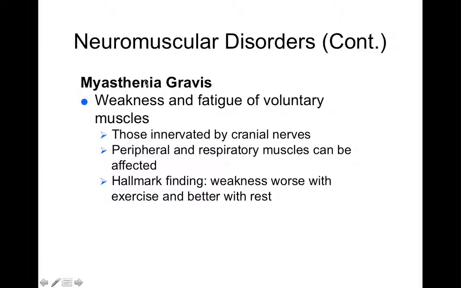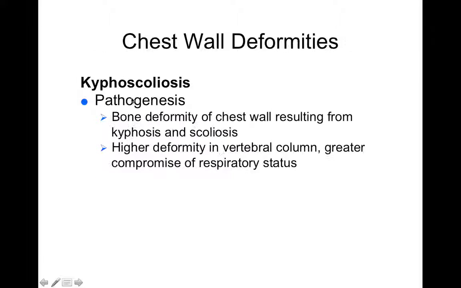So if it's an autoimmune disease, how do you guys think this would be treated then? Yeah, immunosuppressants. You got it. Or plasmapheresis, right? Where you can remove antibodies from someone's blood plasma. That's reversible. Now we're going to move on to chest wall deformities, you guys.